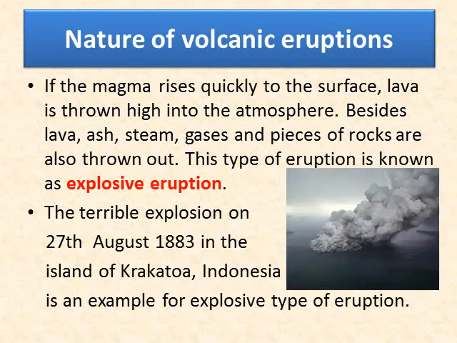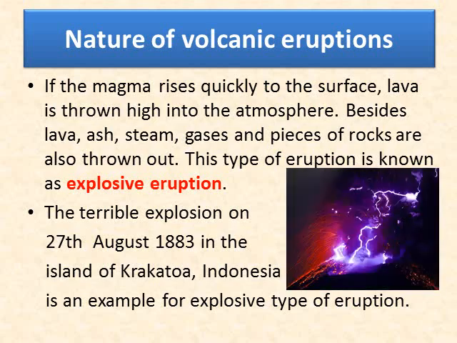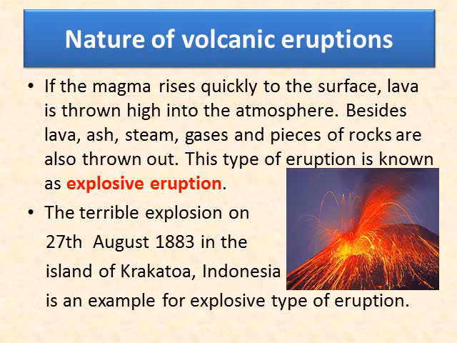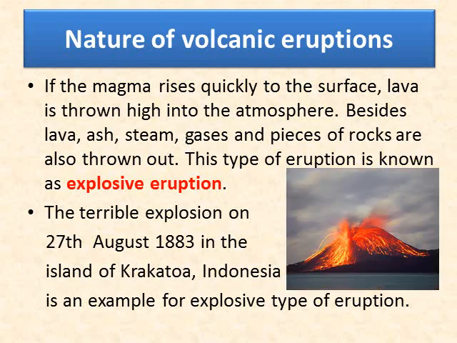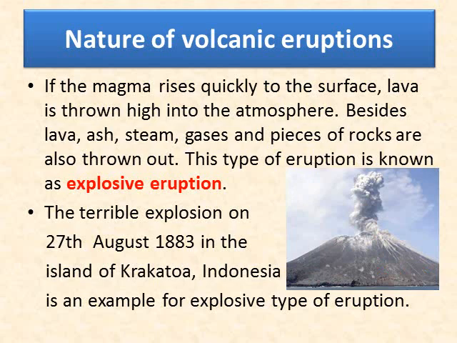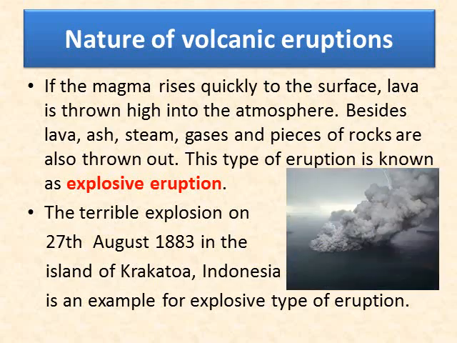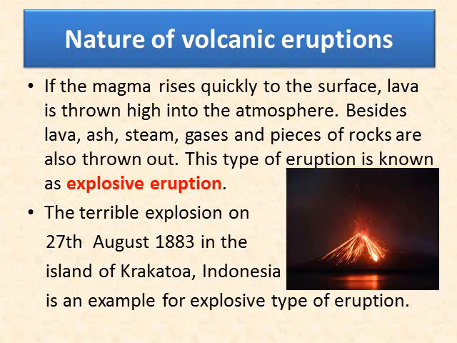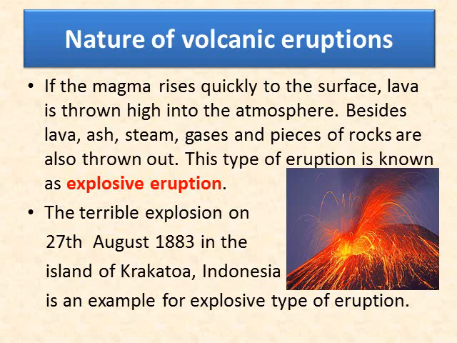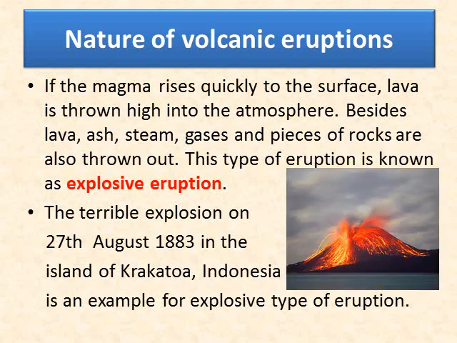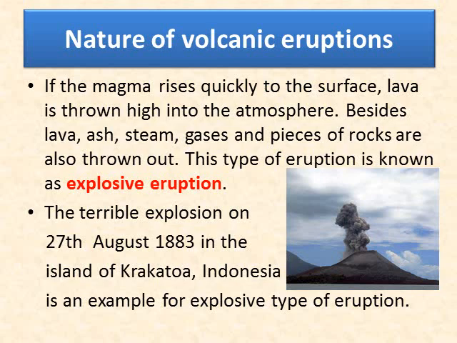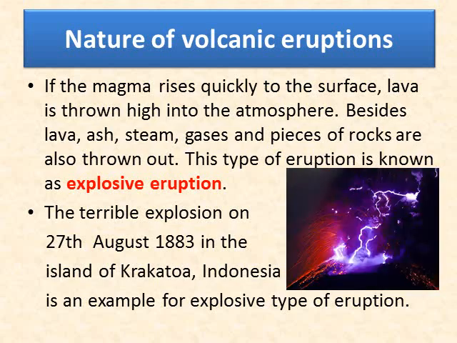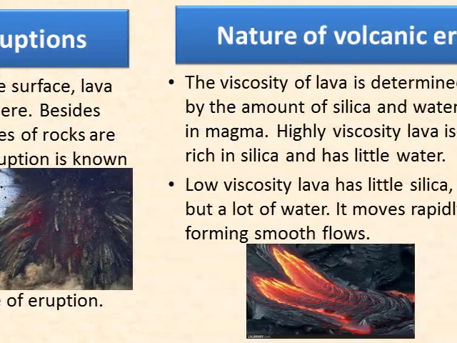This type of eruption is known as explosive eruption. Dear children, the terrible explosion on 27th August 1883 on the island of Krakatau, Indonesia is an example of an explosive type of eruption. You can see the picture of the explosive eruption that happened there.